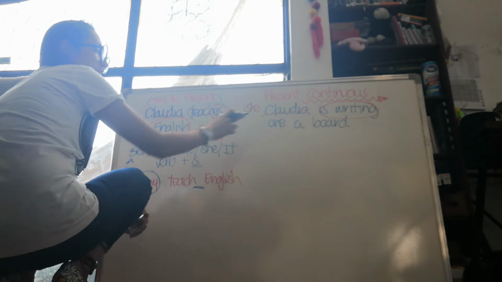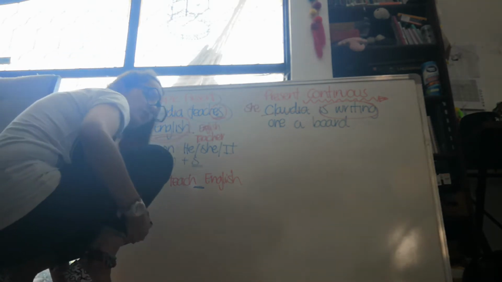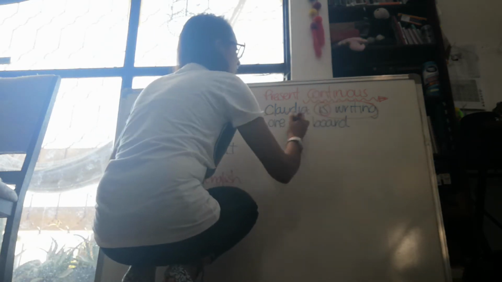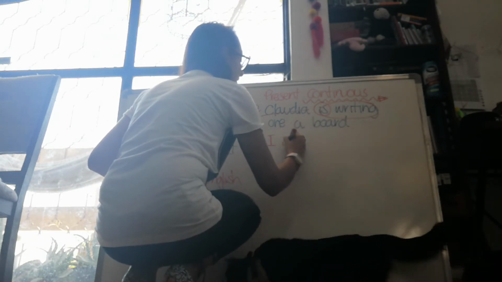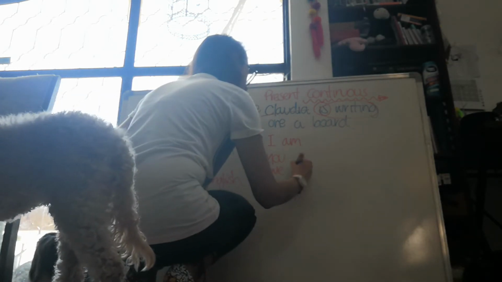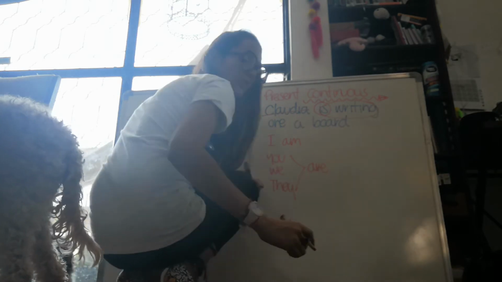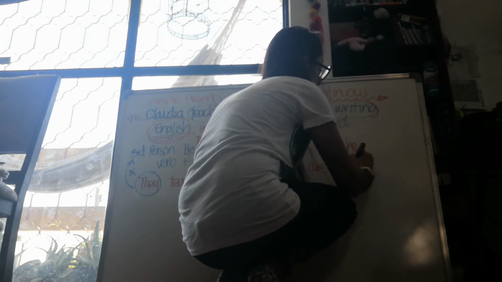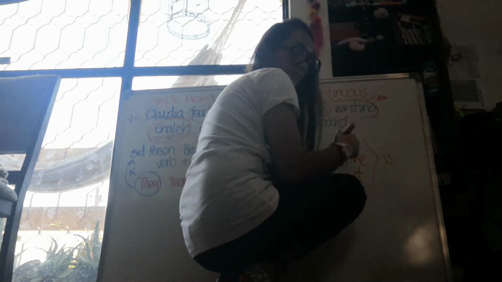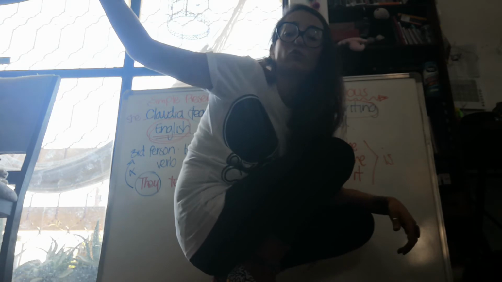Okay? Now in this case, remember, we have already seen that too. But remember that it depends. If we use I, it is I am. Then we have you, we, they, are. And then we have he, she, it. And this one uses is. So far, this is already something that we must know because we have worked with this before.